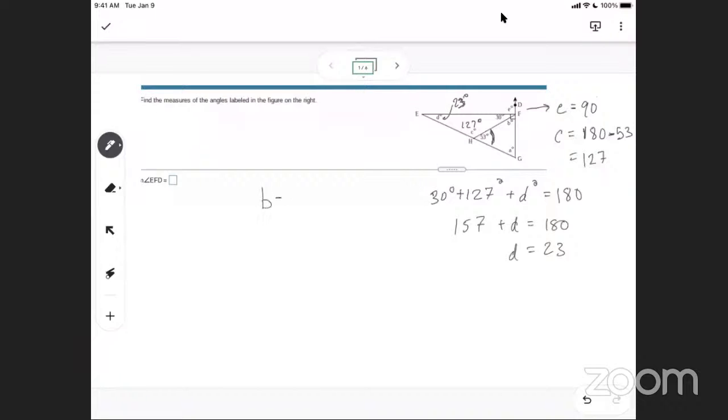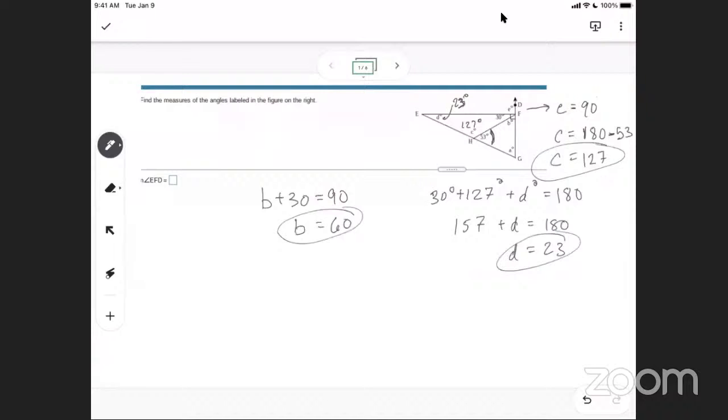So B plus 30 has to equal what? 90 degrees. So how do I solve for B? You do 90 minus 30, which is 60. So there's B, there's D, there's C.